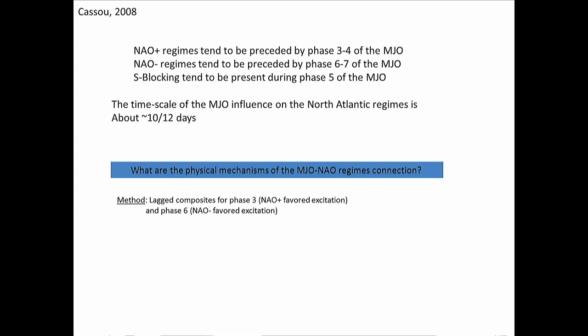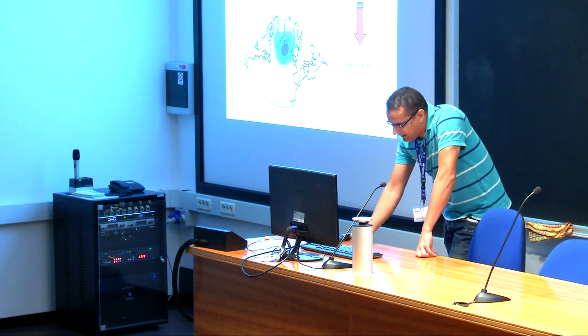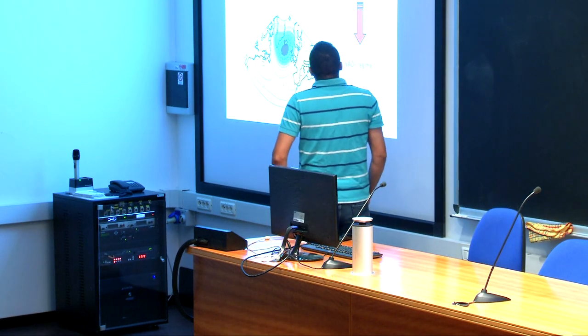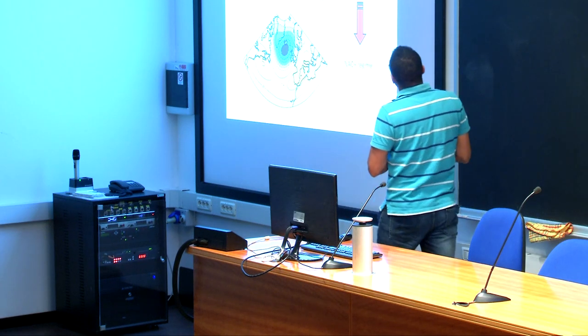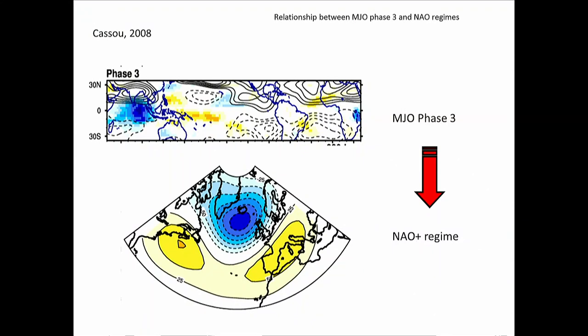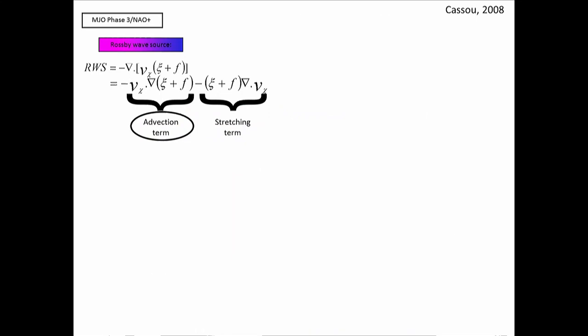As I mentioned before, the first part of my talk will be dedicated to the physical mechanisms of the MJO and North Atlantic Oscillation regime connections. As we have just started dealing with this connection, I will present why, if we have a major phase 3 in the MJO, we end up having a positive oscillation after 10 days. This is the main objective of this part.